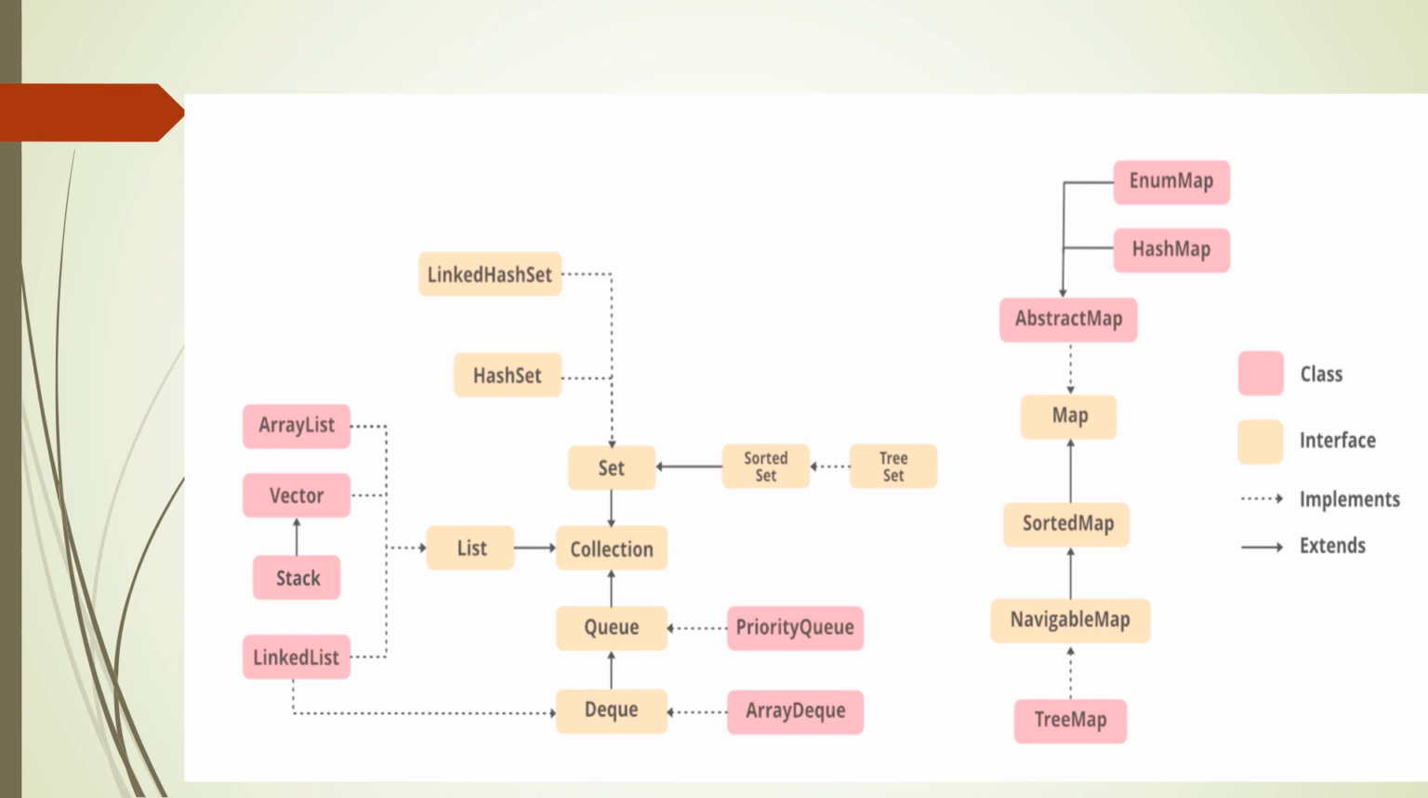Now let's see the second flow chart in the same picture. The tree map implements navigable map, which extends sorted map, which extends map. The enum map and the hash map extend abstract map, which implements map. The map is the main interface that controls all the other sorted maps, navigable maps, tree maps and abstract maps.